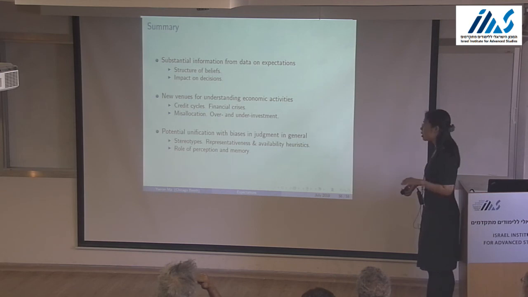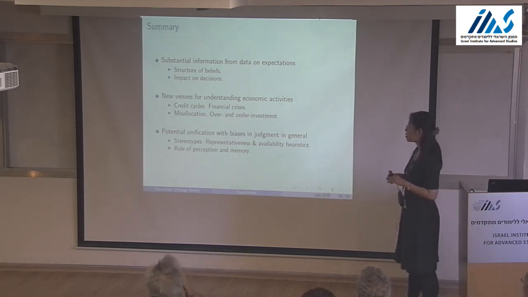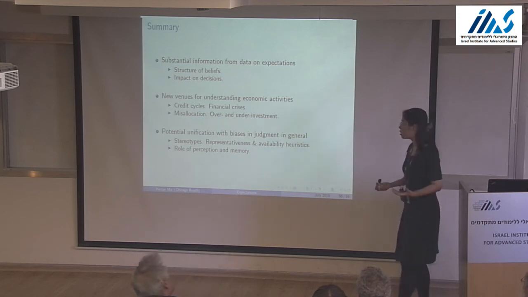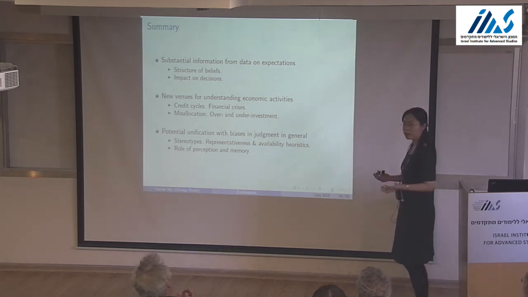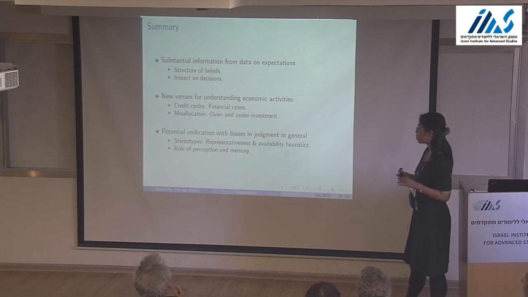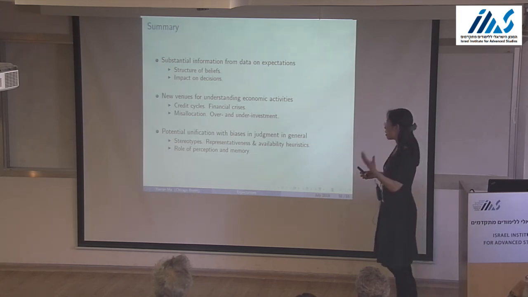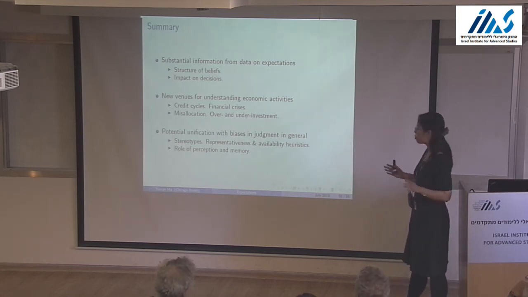So taking into account potentially systematic biases in beliefs, in the way people respond to information, in the way people think about persistence of economic variables, can also open up new venues for understanding economic activities. Many of the research works here are motivated by trying to understand credit cycles, financial crisis, and misallocation. So this opens up a very interesting set of mechanisms that one can explore. An overarching theme, which Ben also mentioned yesterday, is we ultimately do want to see if there's potential unification for connecting biases in expectations or biases in information collection with behavioral biases in general.